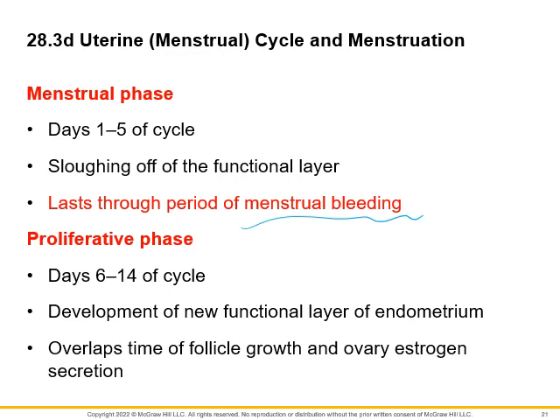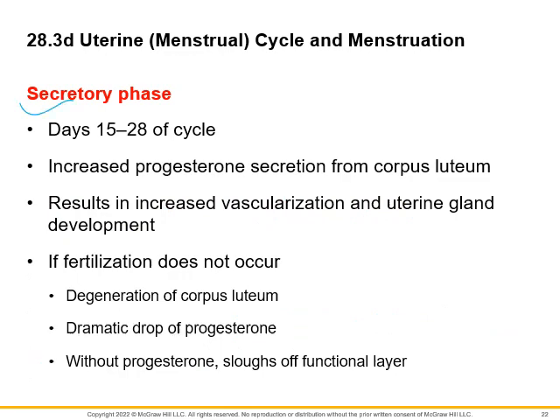The proliferative phase is when you're building up new endometrial tissue. And remember, this is going to overlap with the follicle growth, and I'll show you a picture in just a second. So now we're in the secretory phase. So we've already done ovulation. So this is day 15. Remember, about day 14 is when we'd say, in this example, where ovulation would occur.